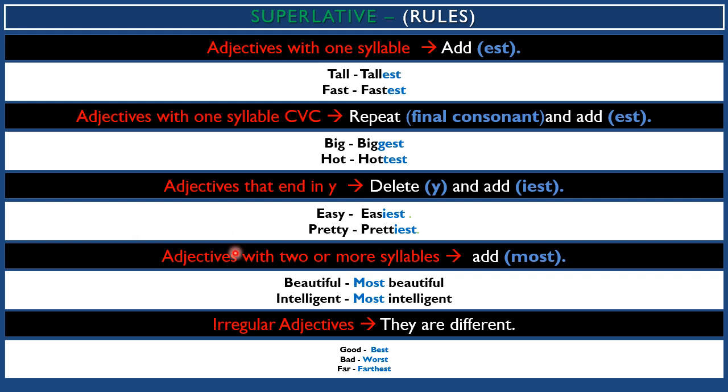For adjectives with two or more syllables, add most. For example, beautiful, most beautiful. Intelligent, most intelligent. For irregular adjectives, remember you need to memorize them because they are different. For example, good, best, bad, worst, far, farthest. If you check, the rules for the superlative are similar to the rules for the comparative, but here, instead of using ER, we use EST.